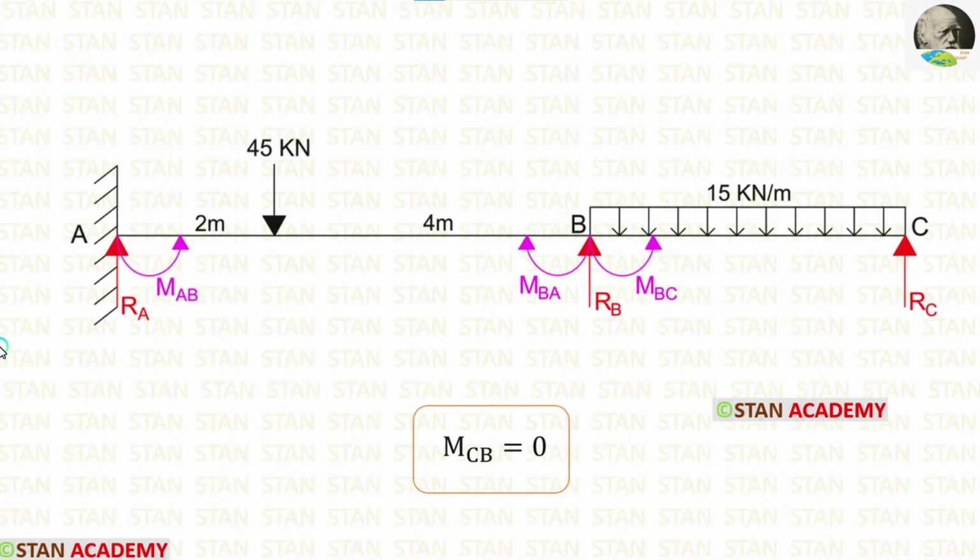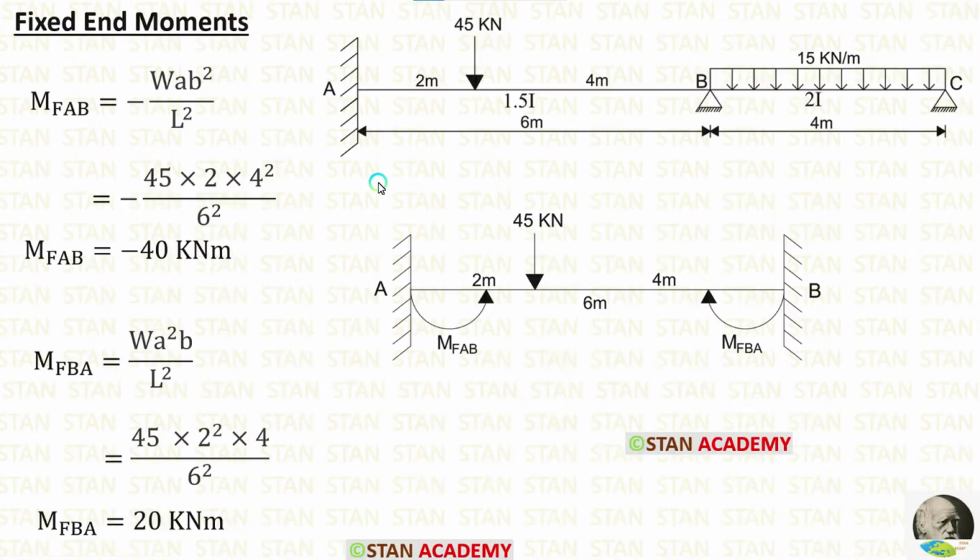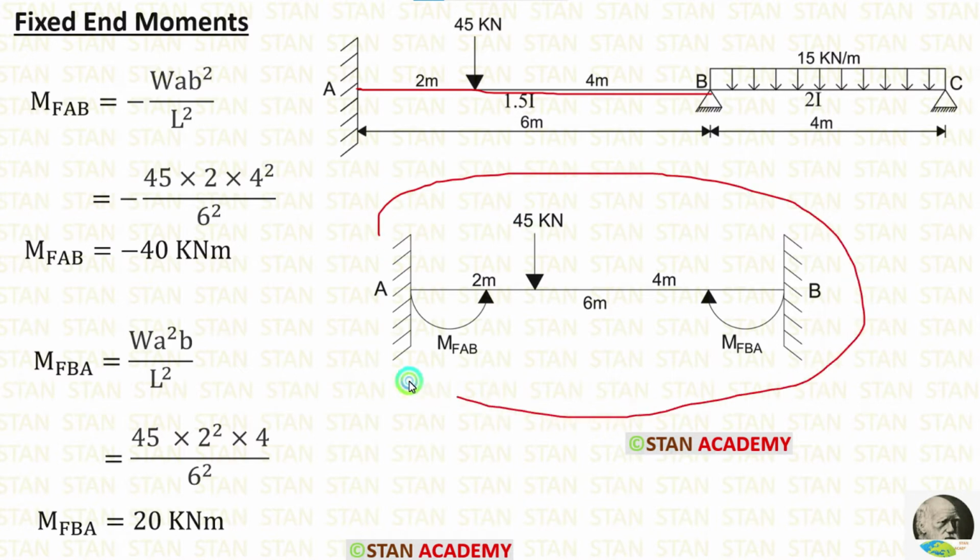Now let's make the fixed end moments. First, let us make the fixed end moments in the span AB. For making the fixed end moments, we have to assume every span as a separate fixed beam. You can see that I have made the span AB as a separate fixed beam. Now let's see the formulas to find out the fixed end moments.